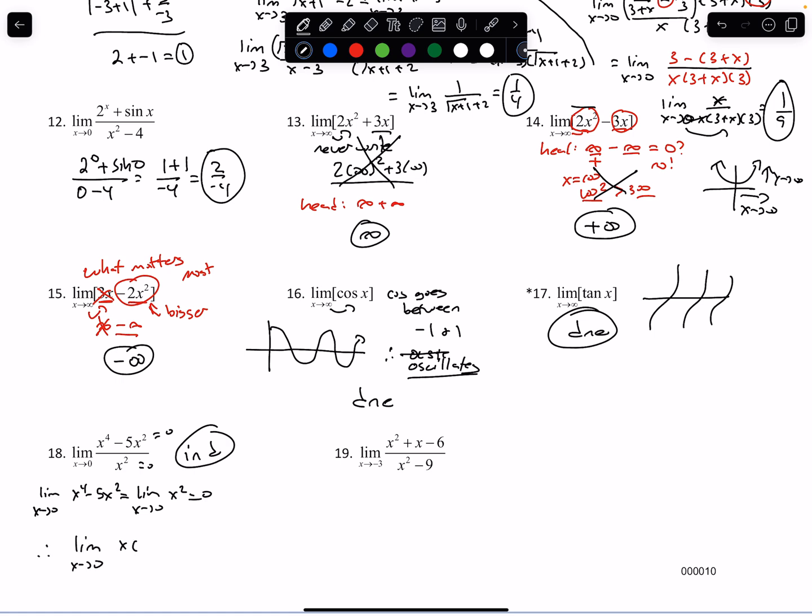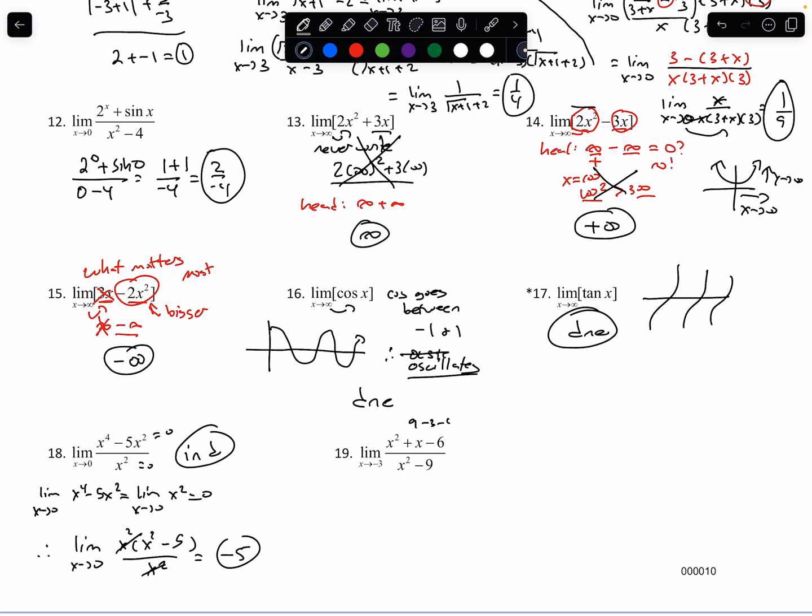Therefore, we can rewrite our limit. Factor out the x on top. I get x cubed minus 5x. Sorry, I can factor out an x squared. There we go. So x squared times x squared minus 5, over x squared. Those cancel. Plug in 0. We just get negative 5. Easy peasy.